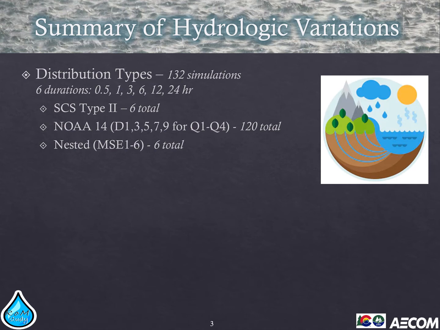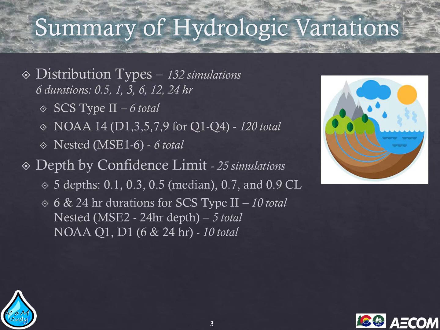And then we looked at the nested hyetograph, which is from the MSC 1 through 6, which NRCS provides, and MSC stands for Midwest Southeast States. And then we also looked at different depths by confidence limit. So there were 5 confidence limits that we looked at between 0.1 to 0.9, where 0.5 is the median. These were applied to 2 different durations for SCS Type 2, 1 duration for MSC 2, which is most representative of our area. And then those 5 were also applied to the NOAA quartile 1, decile 1 for 2 different durations.